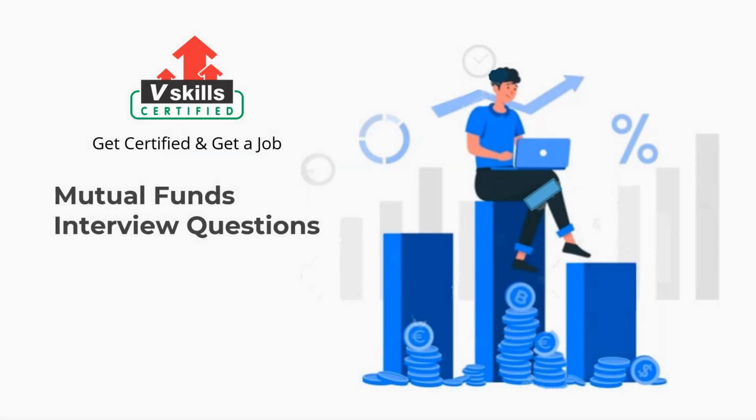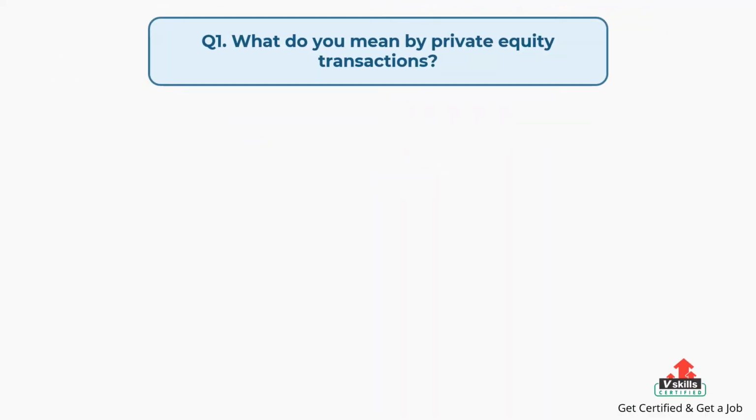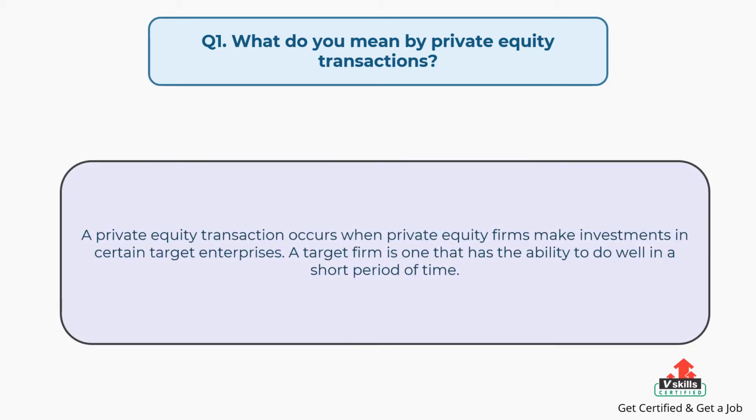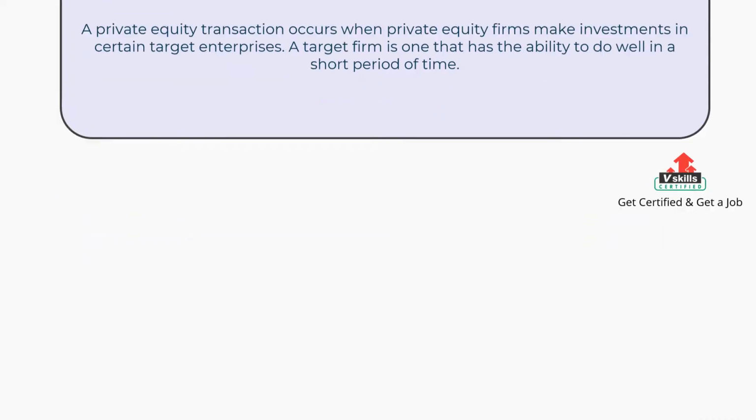In this video, you will learn about the top interview questions for mutual funds. So, let's get started. Question number 1. What do you mean by private equity transactions? The answer is, a private equity transaction occurs when private equity firms make investments in certain target enterprises. A target firm is one that has the ability to do well in a short period of time.